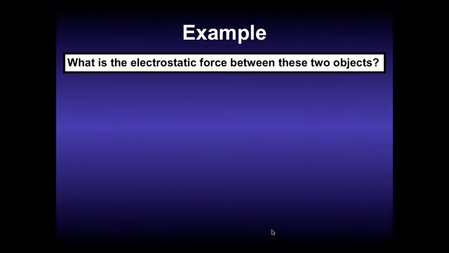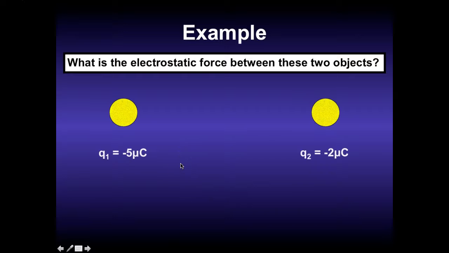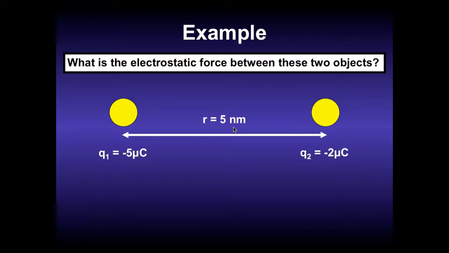Now if I look at the next one, what is the electrostatic force between these two objects? A negative and a negative. Now this little m, that's a micro coulomb. That's just a really, really small charge. If I separate it by 5 nanometers, this is more realistic because it's a really small distance.